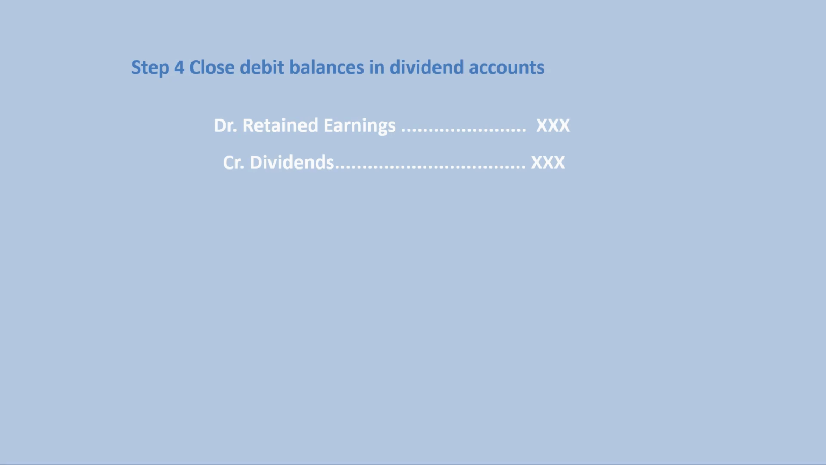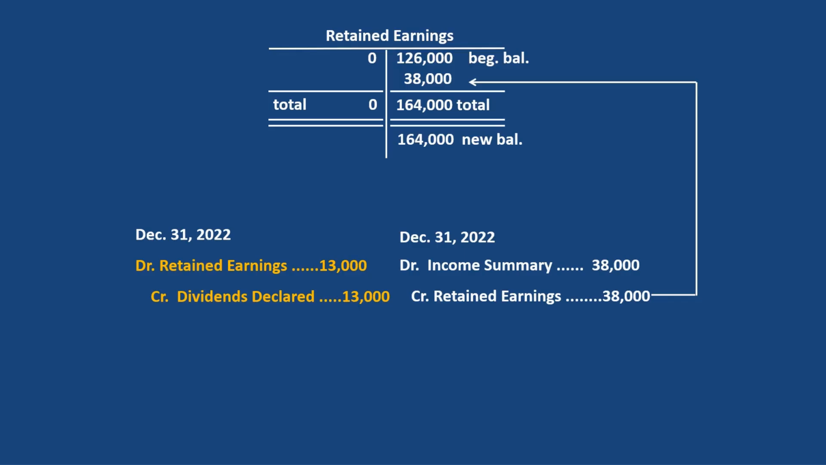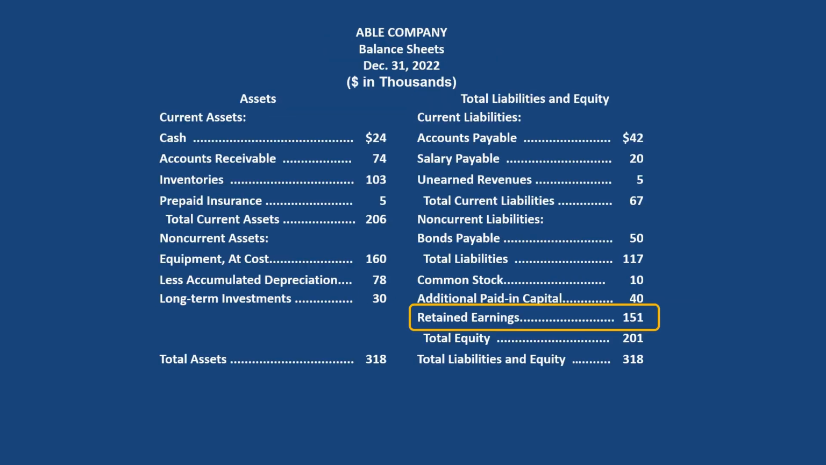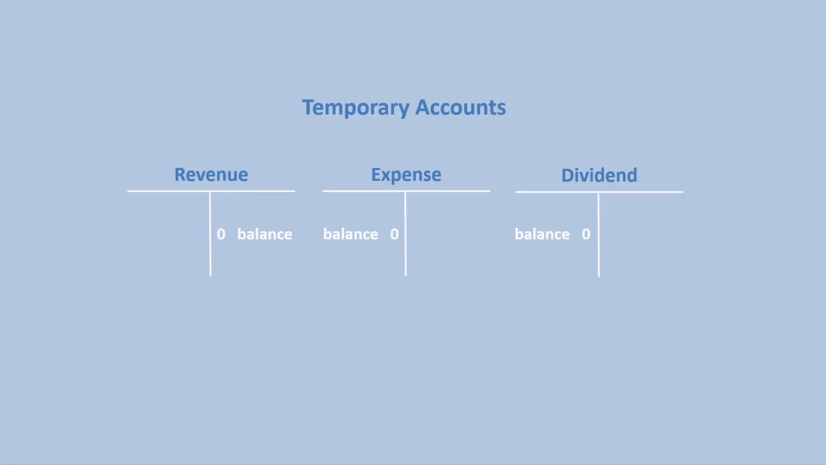Finally, we close any debit balance in the dividends account, as outlined here. This brings the balance in retained earnings to $151,000, aligning with the figure we calculated for the balance sheet. And there you have it, a clean slate to begin the next accounting period.